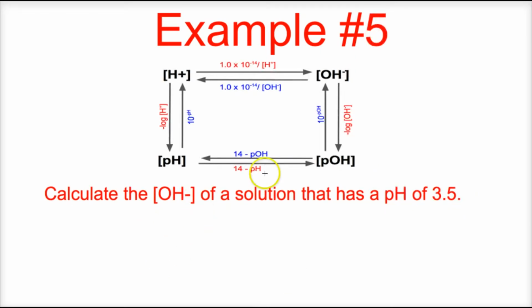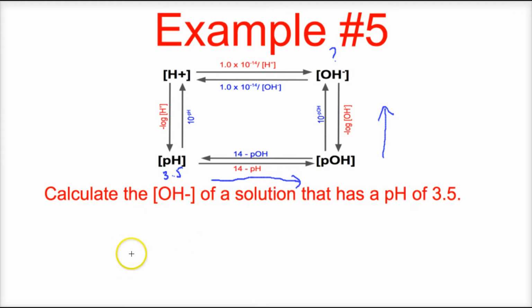All right, in this example, we have to calculate the OH minus concentration of a solution that has a pH of 3.5. So we know this right here is 3.5. We want to figure out the OH minus concentration. There's two ways to do this. We can go this way and then go this way, or we can go this way and then go this way. It's a two-step problem either way. I prefer this way and then this way. You can get the same answer by going this way. However, we're going to go this way to solve this problem.